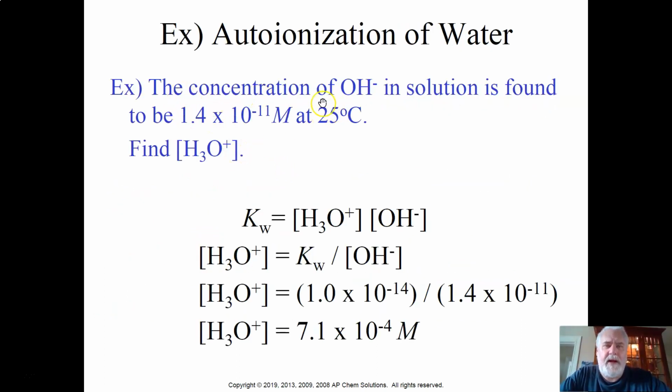So the types of problems you'll see, if the concentration of OH is found to be 1.4 times 10 to the minus 11th, and you want to find out the concentration of H3O plus, all you got to do is plug in the unknowns. Here they rearranged it a little bit. You know Kw, so divide that by the hydroxide ion concentration. Watch your sig figs, and you'll get 7.1 times 10 to the minus 4th molar.